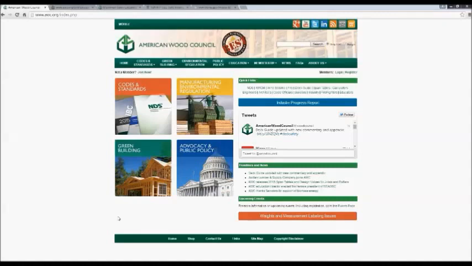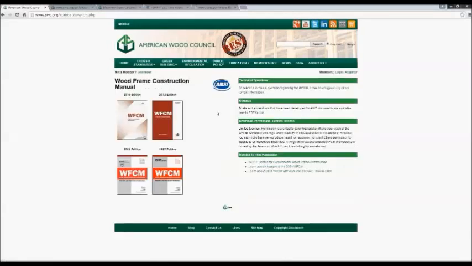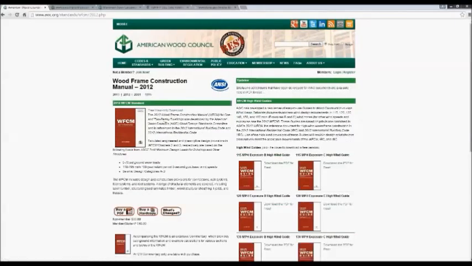But first, let me jump here to our website quickly, just to give you a quick tour of how to get to some of these resources that are available, and some that we won't be able to cover today. If you get to our website and go to Codes and Standards, you're going to see a couple of links there for our main standards. The one we're looking at today is the Wood Frame Construction Manual. Once you get here, you'll see the various editions. We're in the 2012 edition today. Note there is a 2015 version out on the street.